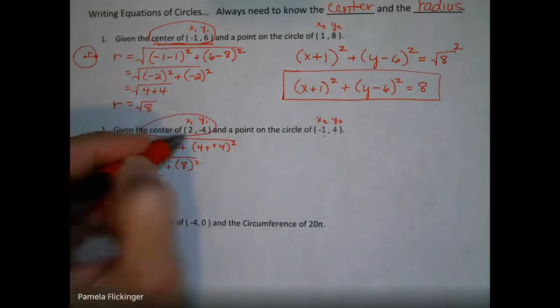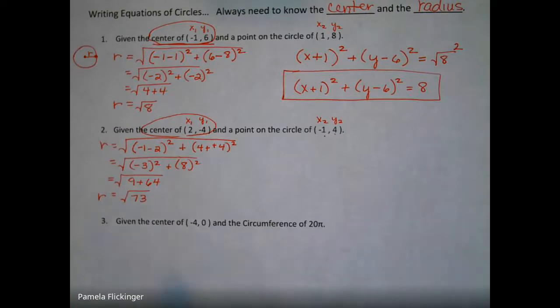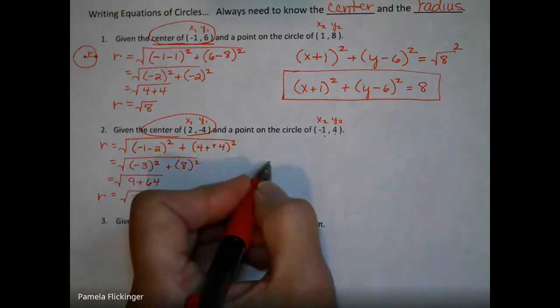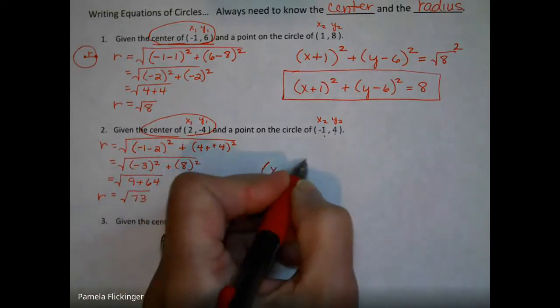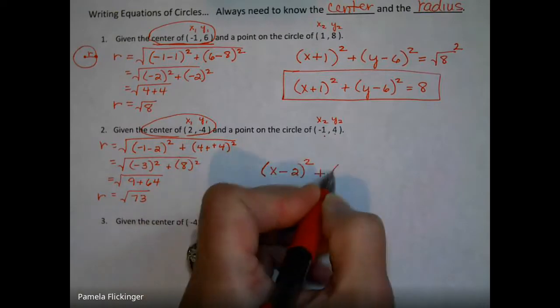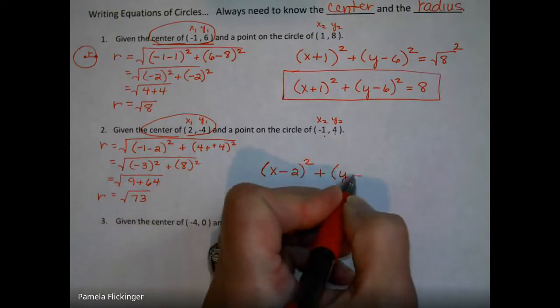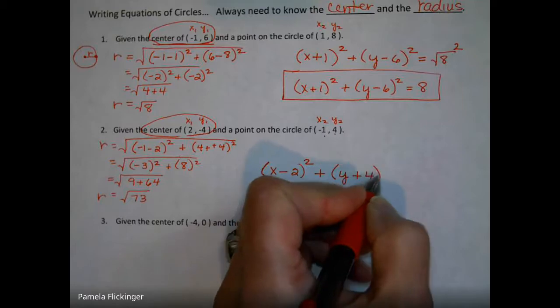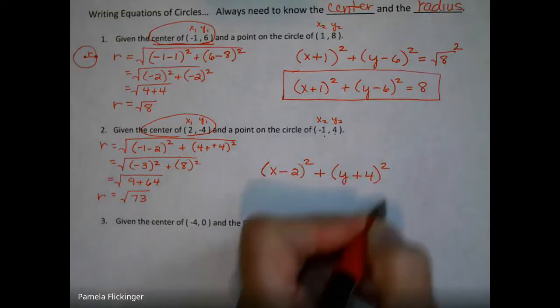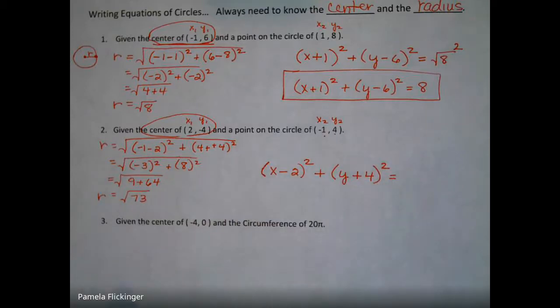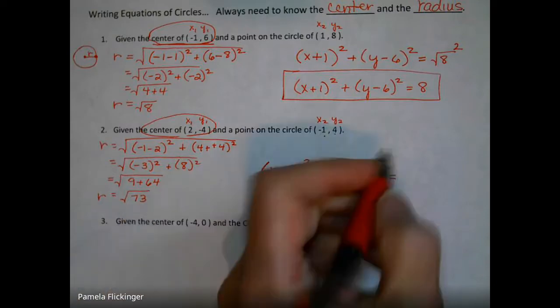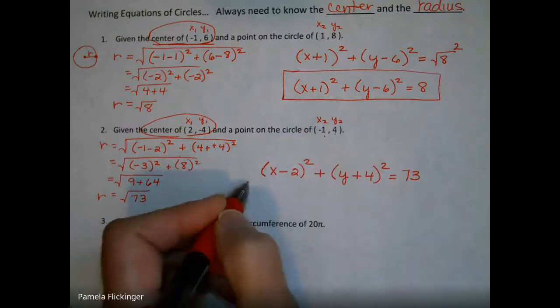This point here, the 2, -4 was our center. So our equation is going to be x minus 2, the quantity squared, plus y minus a -4 makes it y plus 4, the quantity squared. And then this time I'm just going to show if we square this, it just becomes 73.